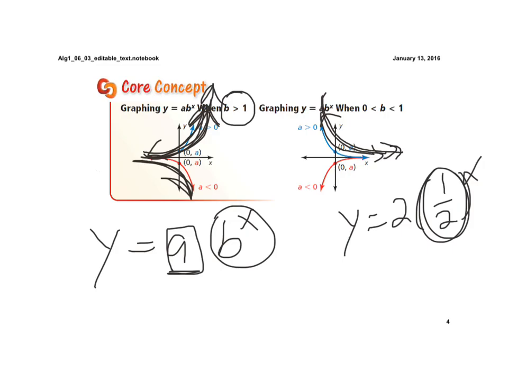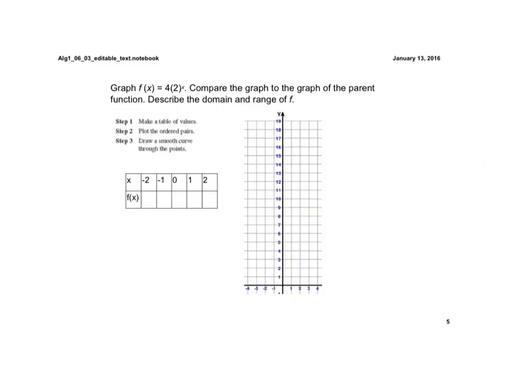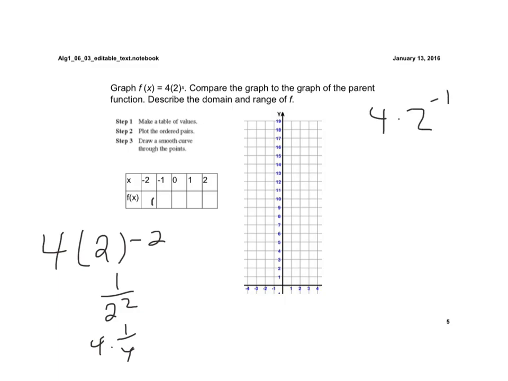All right, so now it says graph f of x equals 4 times 2 to the x. So we want to complete a table first, then plot the points. If we plug in a negative 2, I have 4 times 2 to the negative 2. 2 to the negative second is 1 over 2 squared, which is 1/4, times 4 is 1. Then I plug in negative 1. So now I have 4 times 2 to the negative first. 2 to the negative first is 1 over 2 to the first, or 1/2, times 4 would be 2.